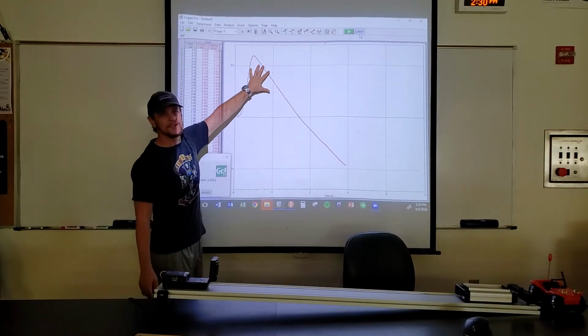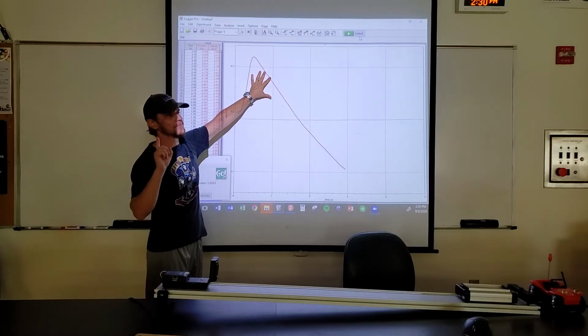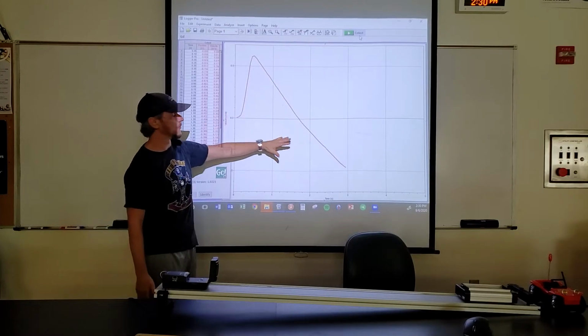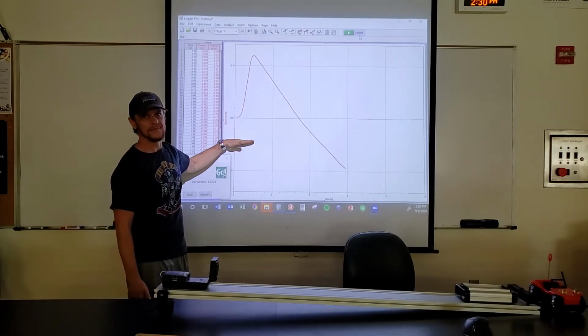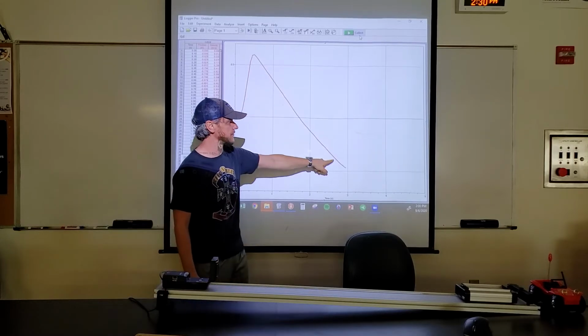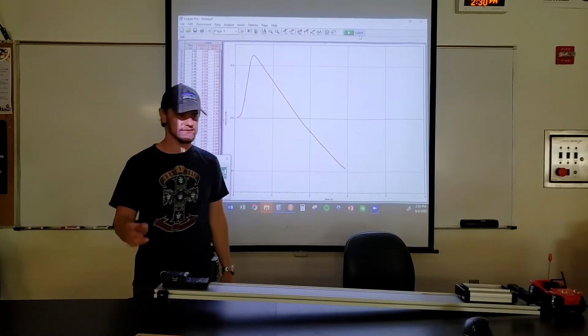Notice the positive quadrant. For quadrant 1, all values are positive. Quadrant 4, the vertical axis values are negative. And so these are negative velocities, these are positive velocities.